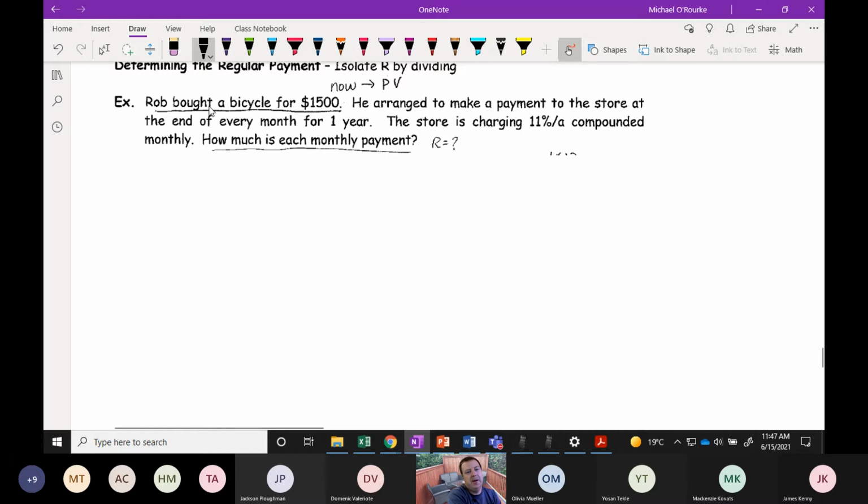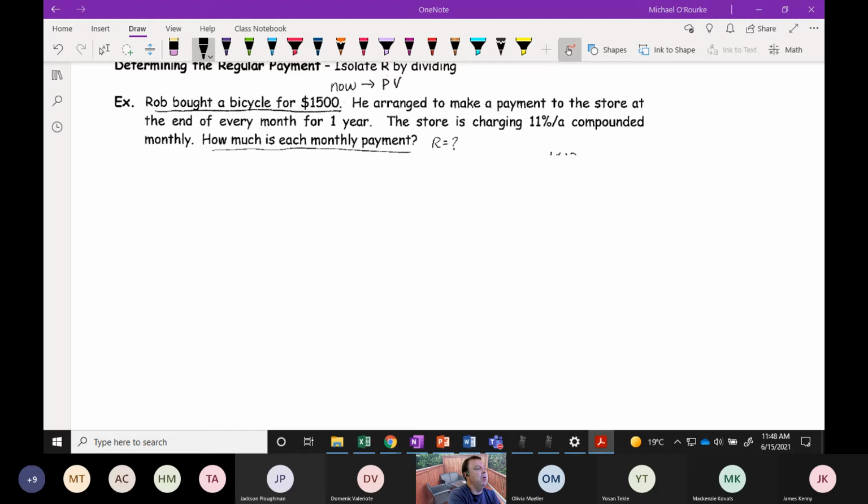So Rob bought a bicycle for $1,500. He arranged to make payment to the store at the end of every month for 1 year. The store is charging 11% interest compounded monthly. How much is each regular payment?